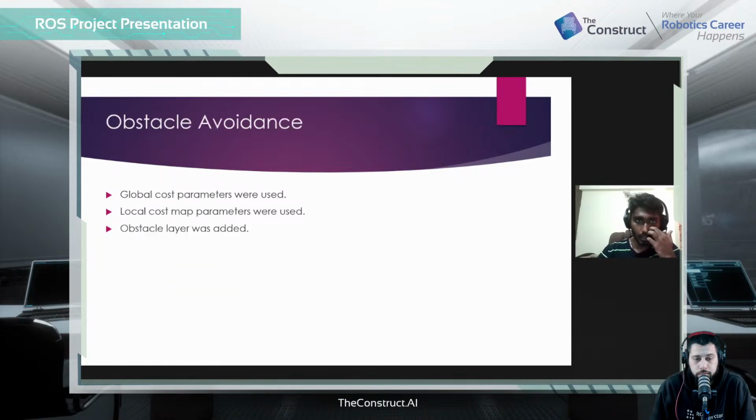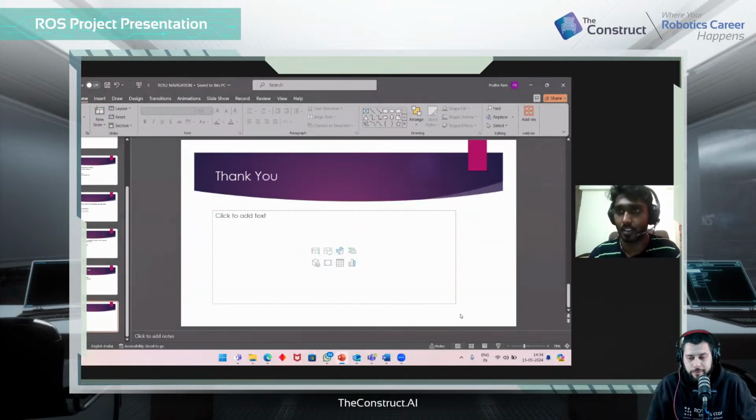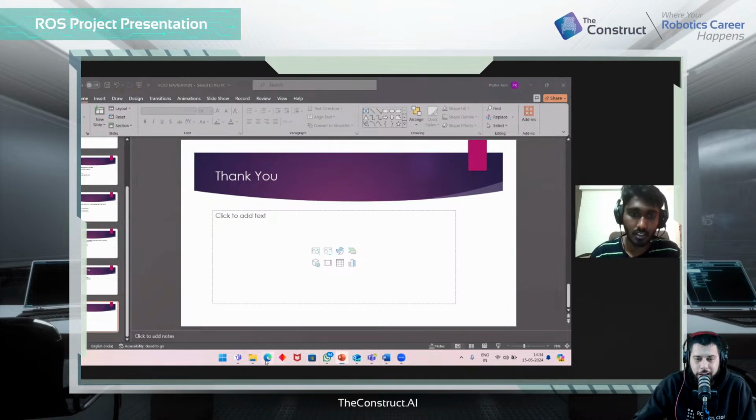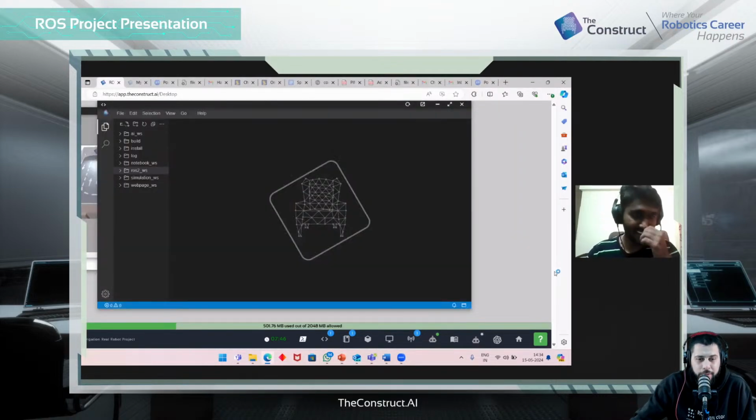We also use obstacle avoidance, and what we use for it is the global costmap parameters and local costmap parameters, and an obstacle layer was also added. I think it will be better understood if we get into the demonstration. Yeah, awesome presentation, really clear. Yes, let's see it in action.